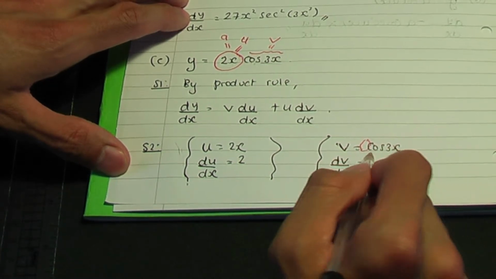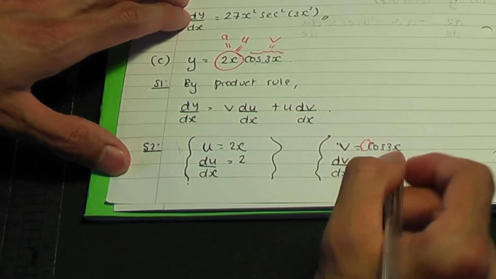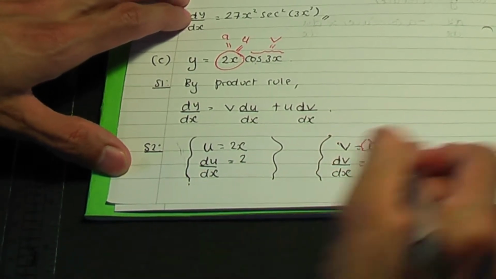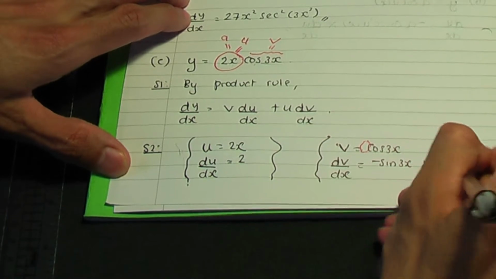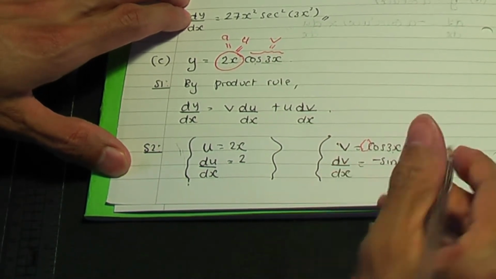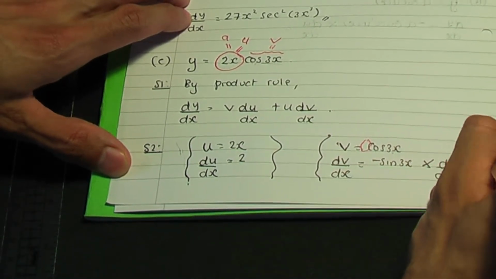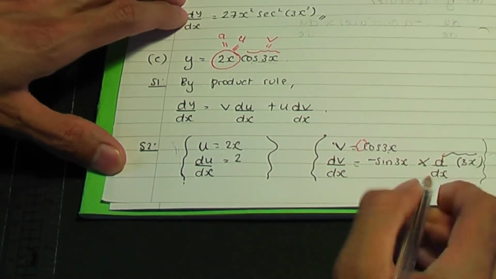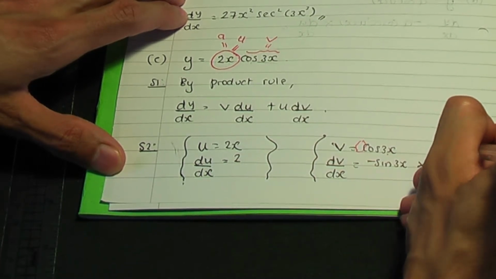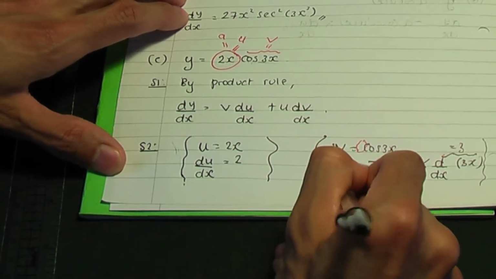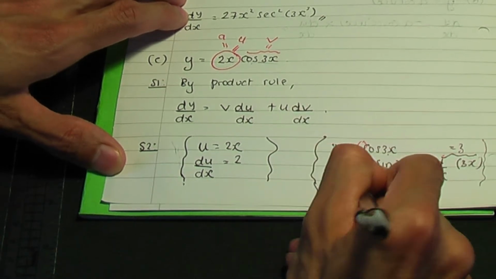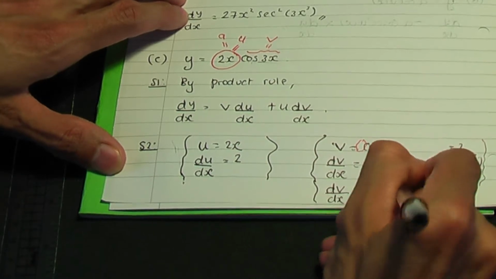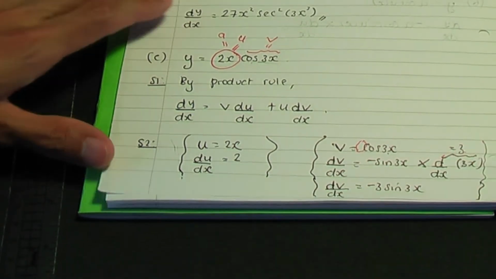So remember the idea, when I differentiate cos, it's minus sine 3x, but we multiply by d by dx of u of x, which is the angle 3x. So if I simplify further, d by dx of 3x is 3. So that would make dv over dx 3 times this minus in front, minus 3 sine 3x.